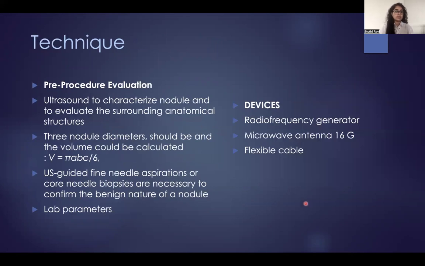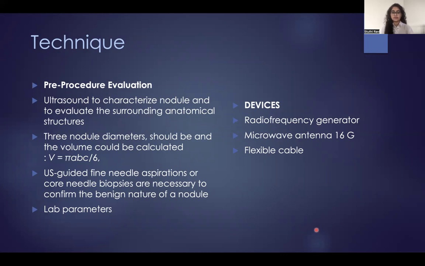The technique: first, pre-procedural evaluation is done using ultrasound to characterize the nodule and evaluate the surrounding anatomical structures. 3 nodule diameters and volume is calculated. USG-guided FNAC or core needle biopsy is done prior to the procedure to confirm benign nature of the nodule, and lab parameters such as CBC and coagulation profile can be done.